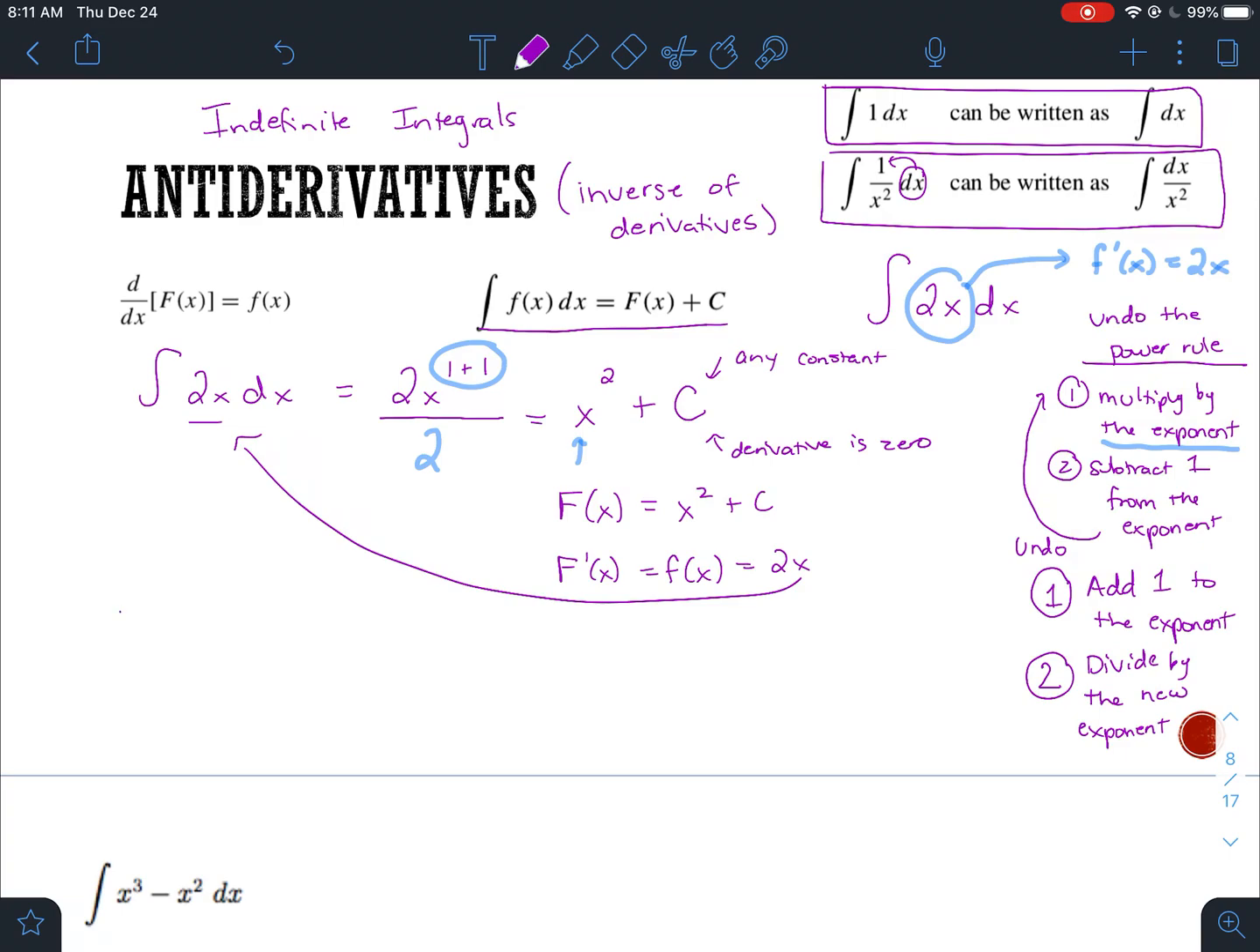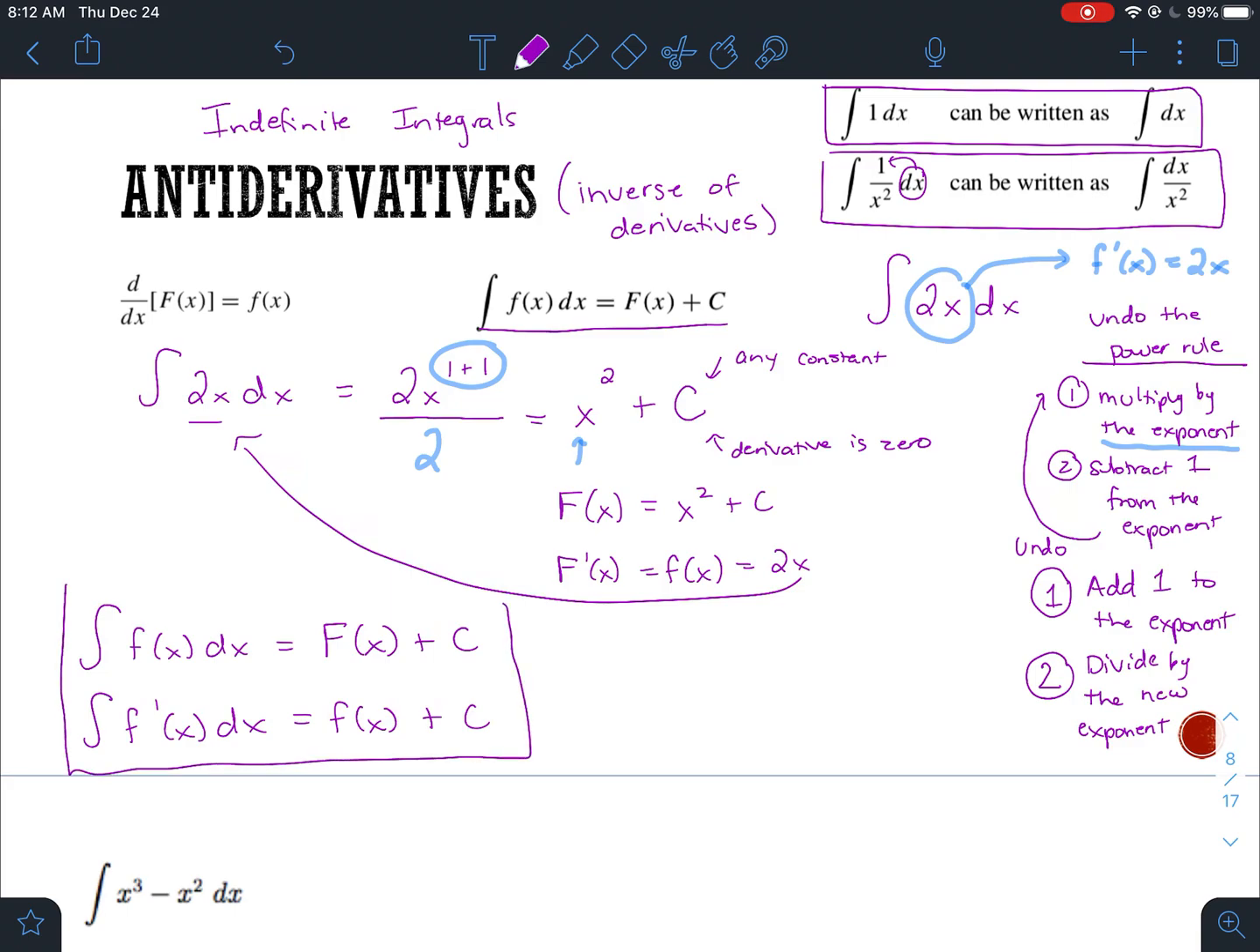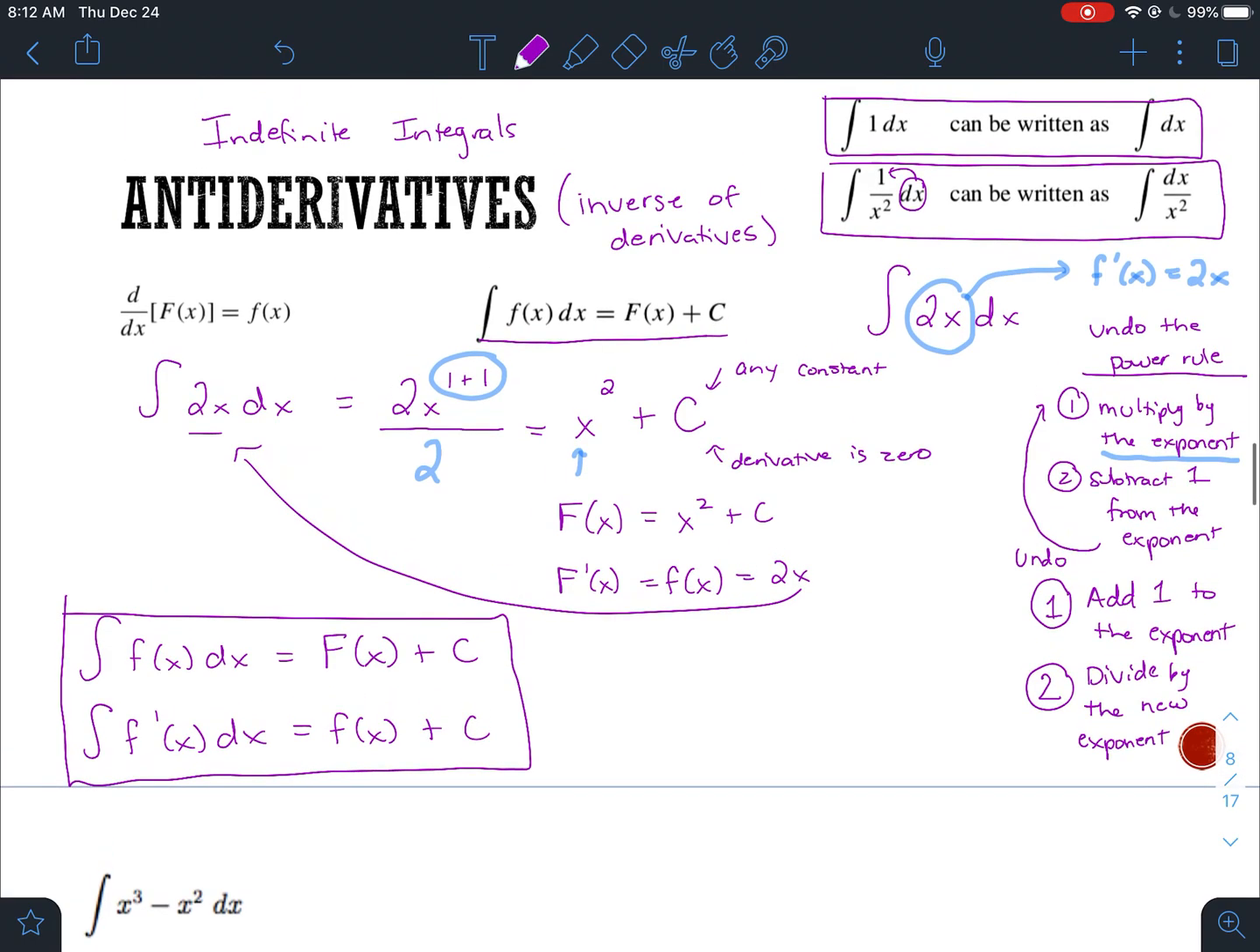So a couple ways of writing these. If you integrate little f of x dx, you get big F of x. So the antiderivative of little f of x is big F of x. Or you can write it as, if you find the antiderivative of f prime of x dx, you get f of x plus c. So these are two different ways that books and math people will show taking the antiderivative of f of x or the antiderivative of f prime of x.